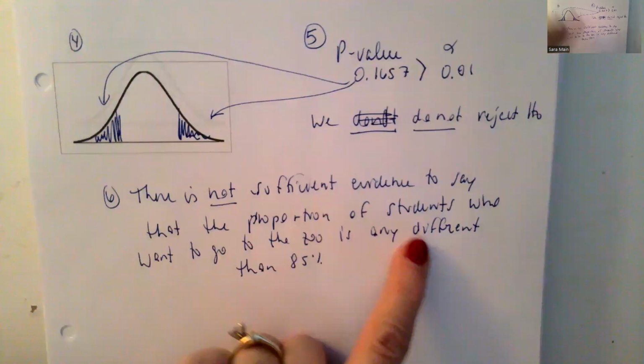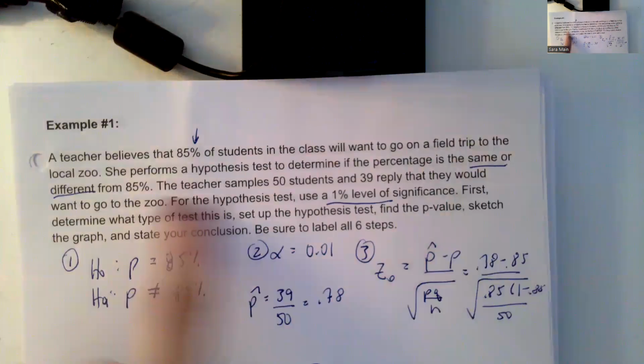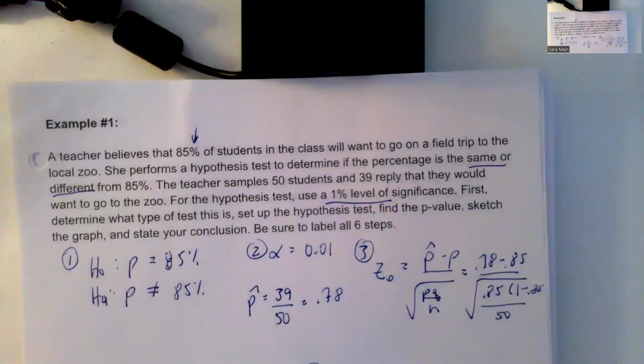And the reason I said any different is because the teacher said same or different. So it was a two-tailed test. It wasn't a greater than or a less than.